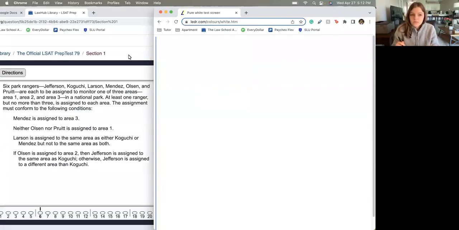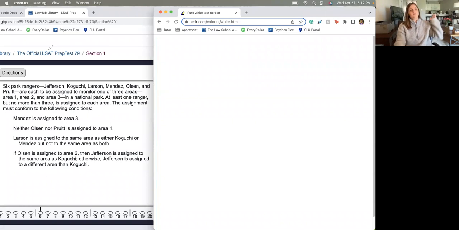Okay. So we have test 79 game 2. I think this one is just a regular kind of grouping game. Nothing too fancy with it. We're not doing like a hybrid or anything, so it's just a simple grouping game.